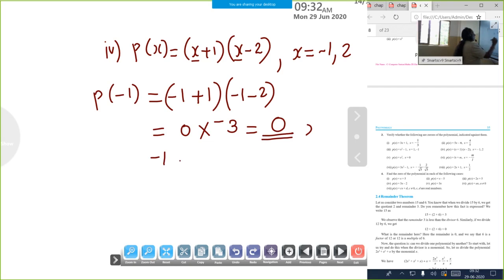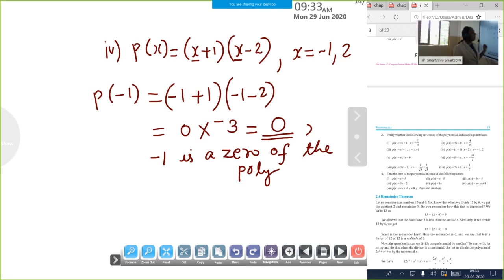So what can you write? Minus 1 is a 0 of the polynomial. We substitute the value minus 1, we got the answer 0, so we can write minus 1 is a 0 of the polynomial. Okay.